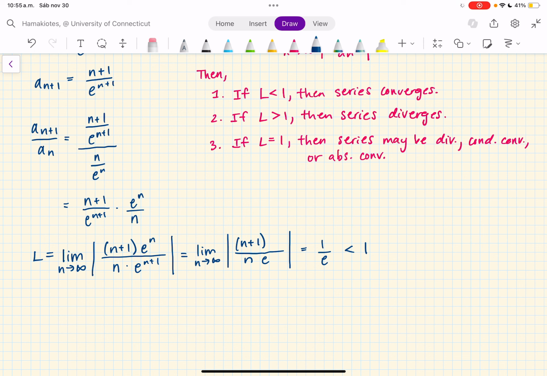And that hits the first criteria. So we can conclude that the series converges.